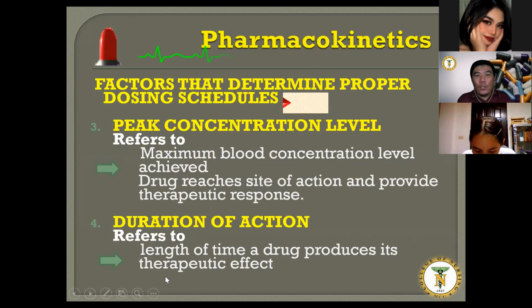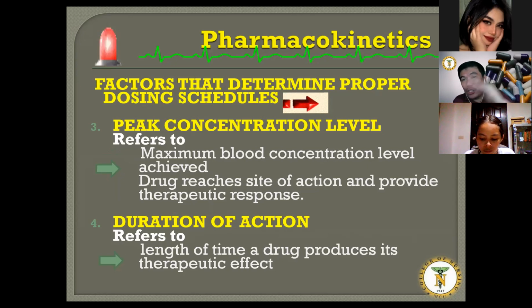Next, ano naman yung peak concentration level? Minention ko sa inyo, di ba, meron tayong tinawag na maximum time at maximum concentration. Yung maximum concentration or blood concentration level na nag-achieve doon sa plasma yung gamot, and di ba doon na bumababa pag nag-reach na sa maximum concentration, ang tawag doon, yung maximum blood concentration is peak concentration level.